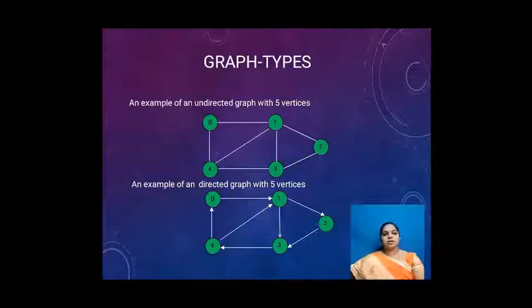Here is an example of the two types of graph. The undirected graph consists of 5 vertices: 0, 1, 2, 3 and 4. The edges are used to connect the vertices. In the directed graph, the same graph is depicted below. Here, by using the arrow mark, we say it is a directed graph. That is, 0 is connected to 1, 1 is connected to 2, 2 is connected to 3, 3 is connected to 4, and 4 is connected again to 0 as well as to 1.